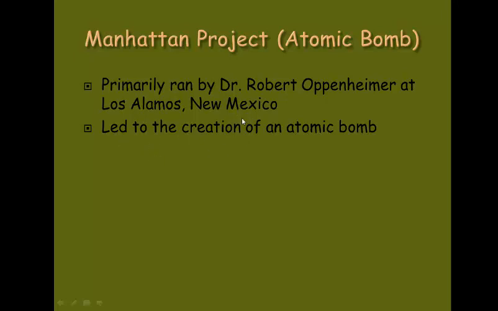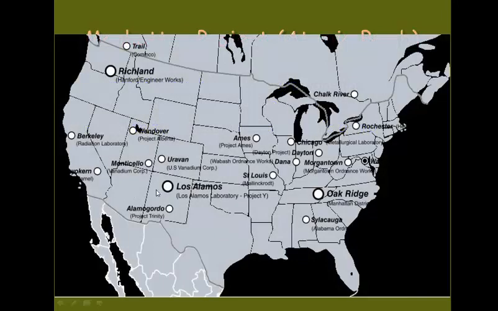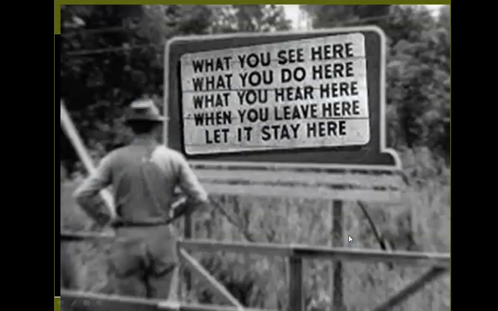And what happened with this secret Manhattan Project is we created the atom bomb, sometimes known as the A-bomb, right? The atomic bomb. And Los Alamos, New Mexico is down there. That's where primarily the work was being done. But there were a lot of other places doing research, splitting these atoms and creating this thing. And obviously it was a very secret project. So you may see something like this: what you see here, what you do here, what you hear here, when you leave here, let it stay here. So don't let people know exactly what you're getting in on.